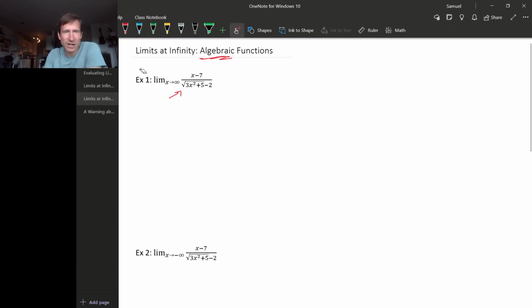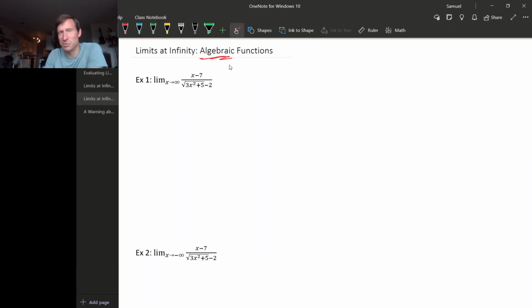Okay, so what can we do to find a limit as x goes to infinity for this function? Well, if you just try to plug in infinity, quote unquote, in the numerator you get infinity, in the denominator you get infinity. So again, infinity over infinity, that doesn't tell us anything about what the limit of this might be. So we have to try something else.